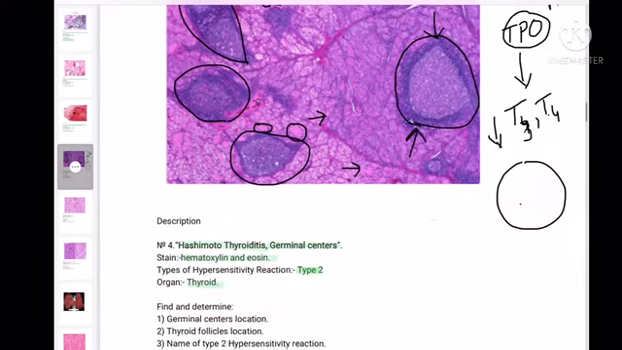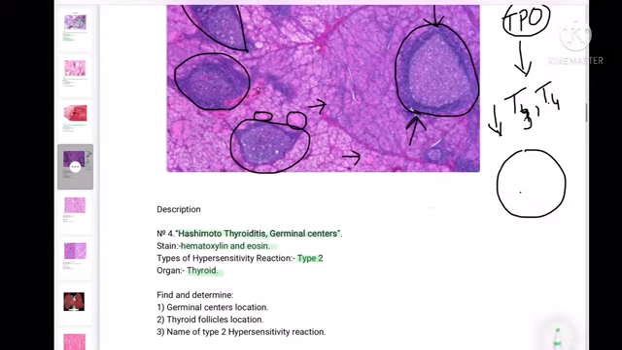Now what are they asking? Germinal center location: these are the germinal centers. Thyroid follicle location: these are the thyroid follicles. All these are thyroid follicles. Name the type 2 hypersensitivity reaction. So it's antibody-dependent cell cytotoxic reaction.